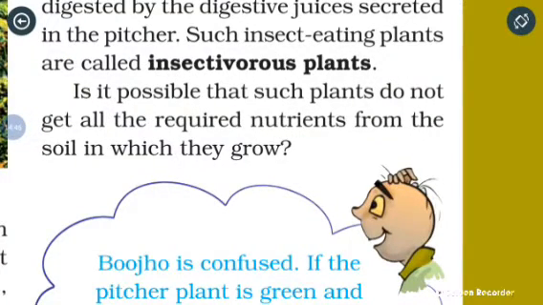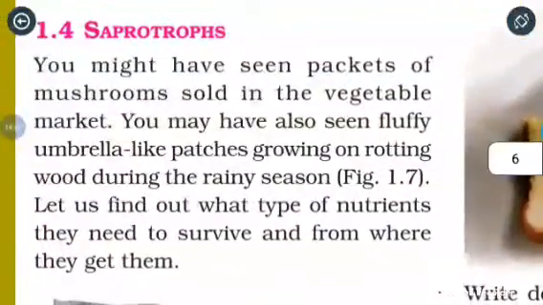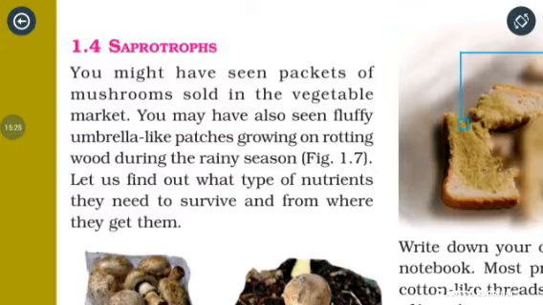Is it possible that such plants do not get all the requirements from the soil in which they grow? So let's learn about saprotrophs. You might have seen packets of mushrooms sold in the vegetable market. You have seen fluffy umbrella-like patches growing on rotting wood during the rainy season. Let's find out what type of nutrition they need to survive and how they get it.